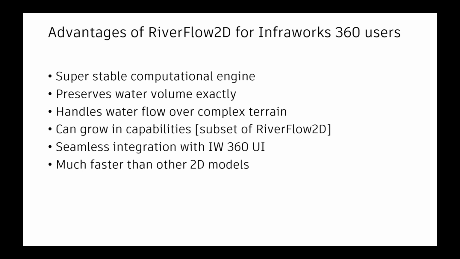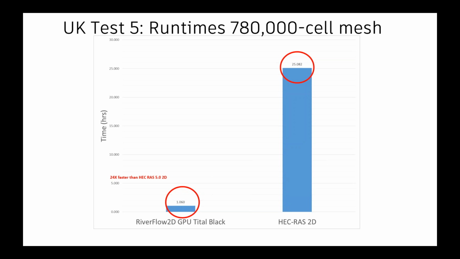Just to give you a quick comparison, the next slide shows a graph of one of the UK benchmark tests that deals with a 780 cell mesh, and I'm comparing here the simulation times in hours between HEC-RAS 2D and RiverFlow2D using a GPU Titan Black card. And in this particular case, the RiverFlow2D model performs about 24 times faster than the equivalent HEC-RAS model with the same mesh.